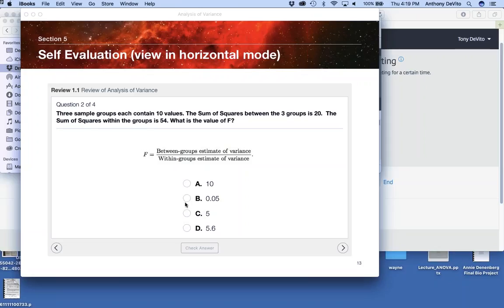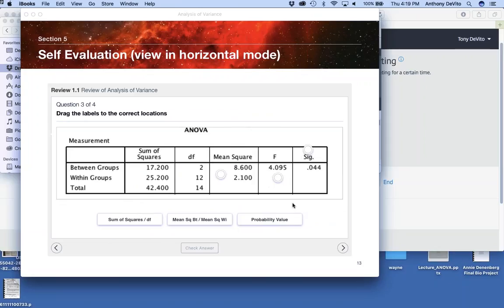I'm just going to click anything here just to get through it. Go to the next question and drag the labels to the correct location. See, it's kind of cool, right? You have sum of squares over the degrees of freedom. So here, sum of squares over the degrees of freedom is here.